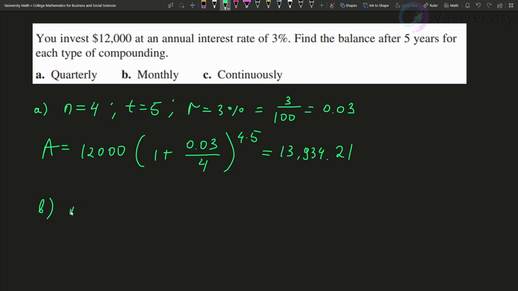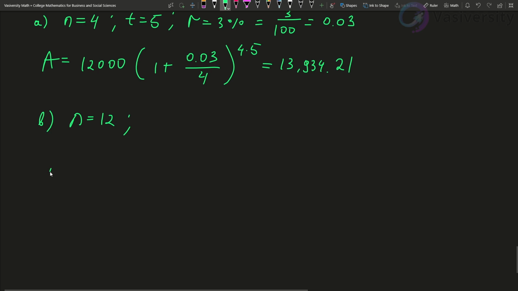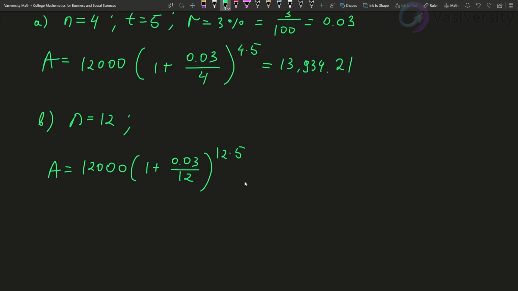Now for part B, we want to do it monthly. Same idea, so n is equal to 12. The rest of the numbers are the same, t is equal to 5, but now A is going to be equal to 12,000 times (1 plus 0.03 divided by 12) to the power of 12 times 5. That will give us $13,959.40.